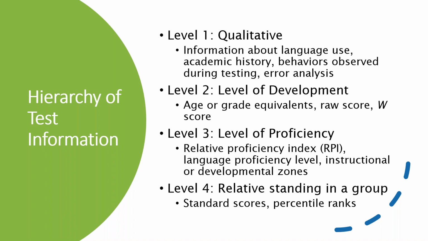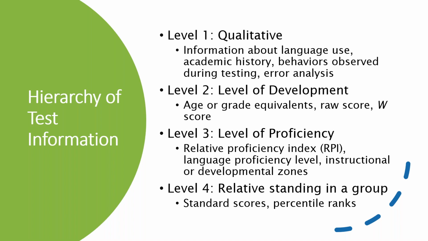Then you have level two, which is level of development. This one I really try to stay away from, the age and grade equivalents. They're oftentimes misinterpreted, and I really don't recommend reporting those out. But you also have the W score that's unique to the WJ products. You can look at that W score, which is the foundational metric used for the WJ products. You can use that to look at growth over time if you're comparing students' performance every 3 years. If you're assessing them, you can look at that W score.